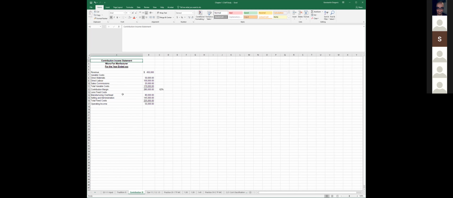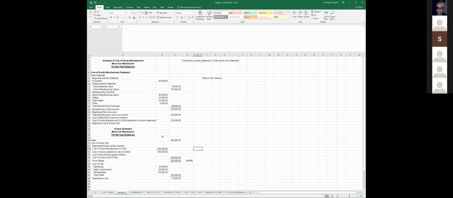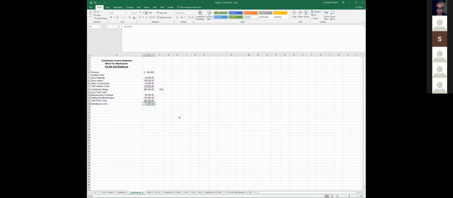So we're going to do a contribution income statement. The revenue is going to stay the same. We should get the same number for operating income, 55,000. So what do we got? You take it. Your first step is your variable costs.